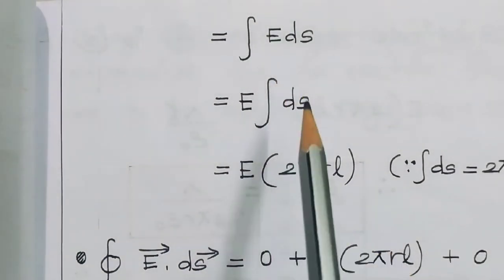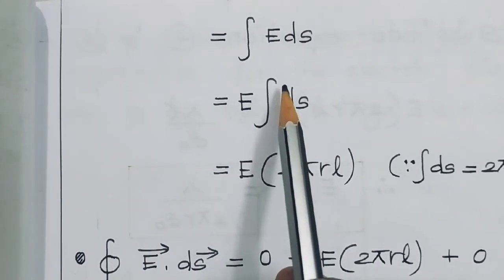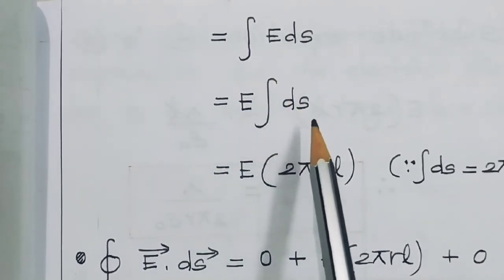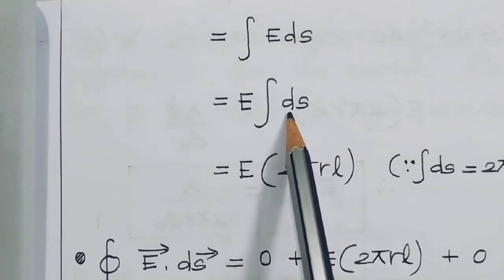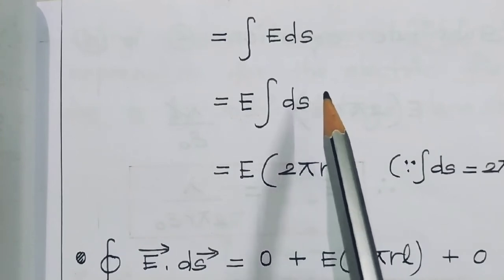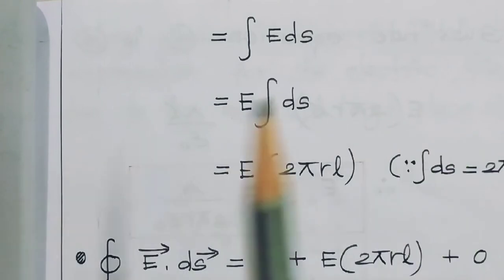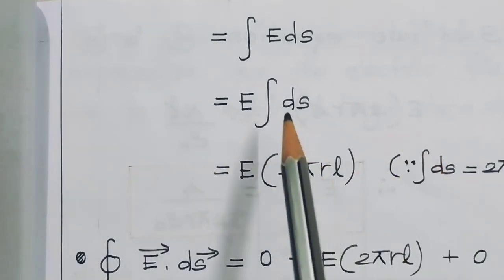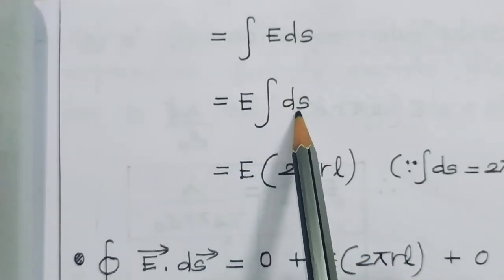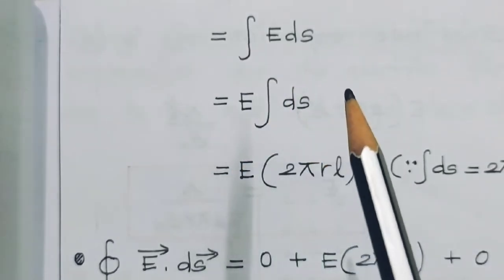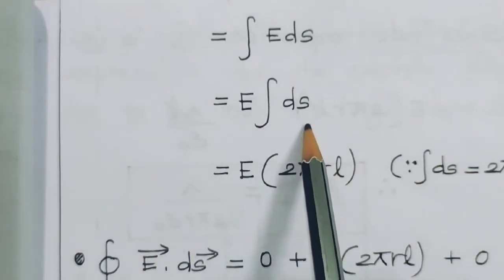Here E is constant, so let us take it outside. Now we are going to integrate ds only. Where is this ds? This ds is taken on the curved surface of that cylinder. A small surface. So when we integrate this small surface, we will get the area of the whole surface of which it is a part.